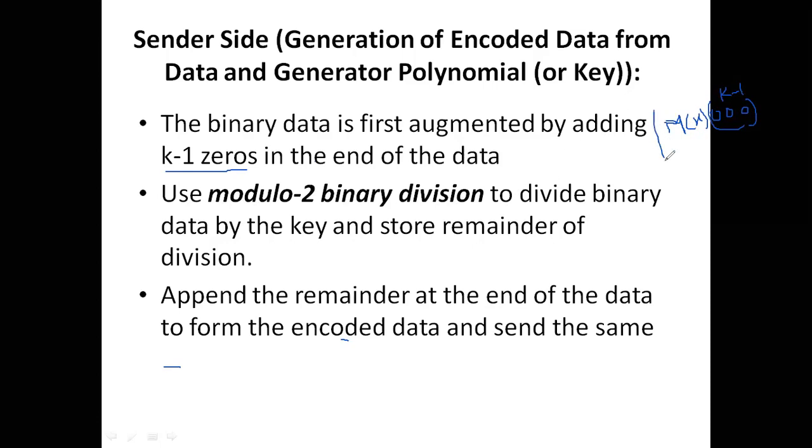This division is done by the polynomial g of x. We divide the binary data by the key and store the remainder of the division. Finally, whatever remainder we get, we add it along with the message, and then we can send it to the receiver. So append the remainder at the end of the data to form the encoded information and send the same to the receiver.